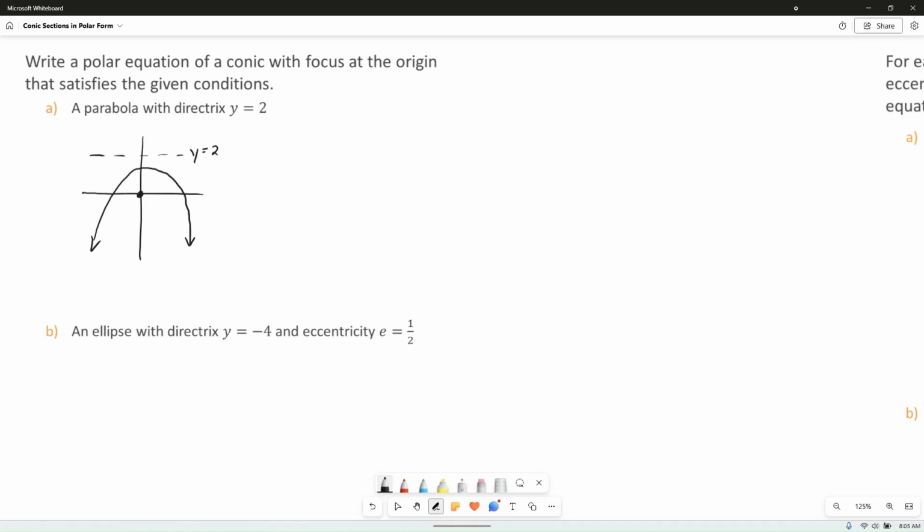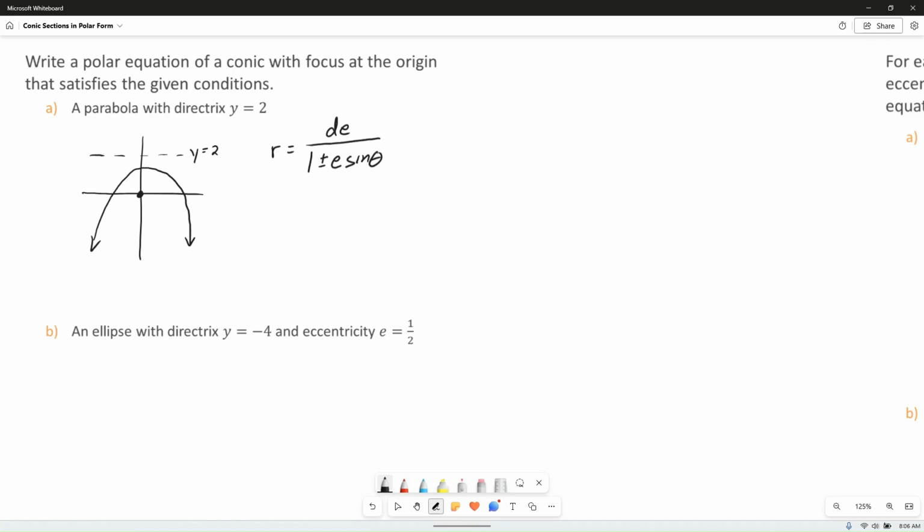And that tells us that the format of the equation we're going to use is r is equal to d times e divided by the quantity 1 plus or minus e times the sine of theta. And being a vertical parabola tells me that we're going to have sine in the denominator rather than cosine. If it was a horizontal graph, then we'd have cosine. All right, so to fill out this equation, we need to figure out the value for d and e, and then we need to figure out whether it's going to be a plus or minus in the denominator.